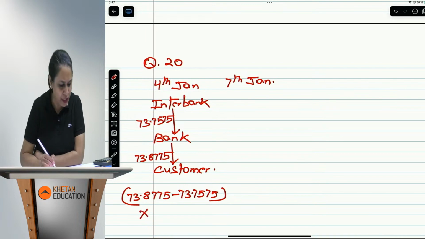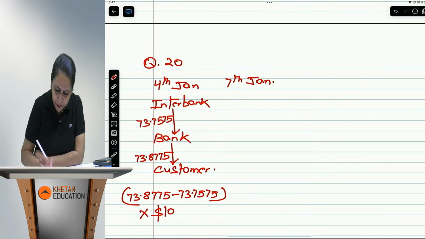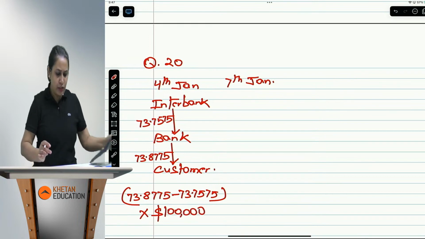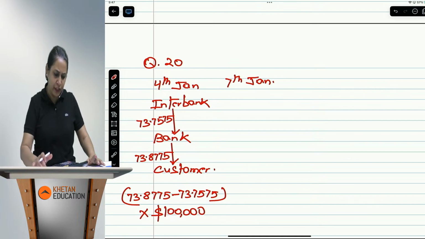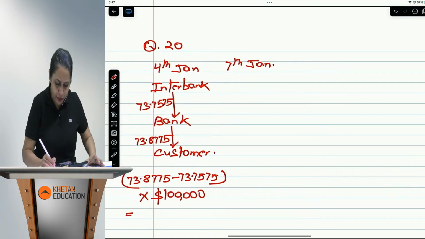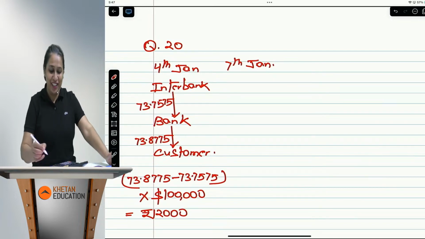Into, what is the amount? Please tell me. $1 lakh. So 73.8775, minus 73.7575 into $1 lakh will give you 12,000 of profit. So by hook or by crook, it will take out 12,000 out of you. That is the logic here.